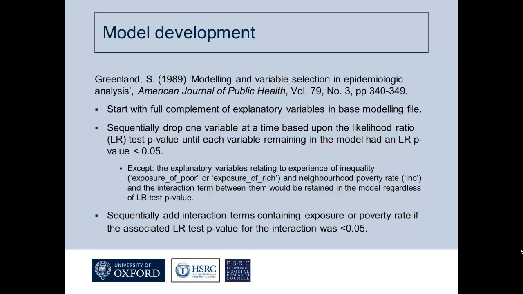Now, once we slimmed the model down as far as possible, we then tested for interaction terms between our neighbourhood level explanatory variables and some of the other individual level control variables. And where such interaction terms were found to be statistically significant at the 0.05 level, these interaction terms were added into the model.